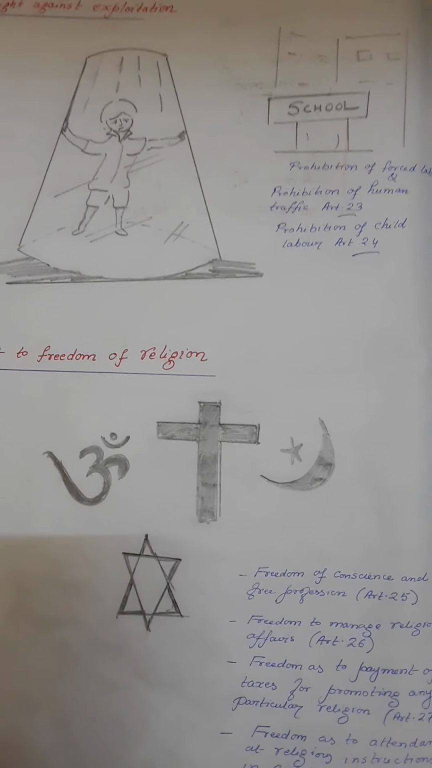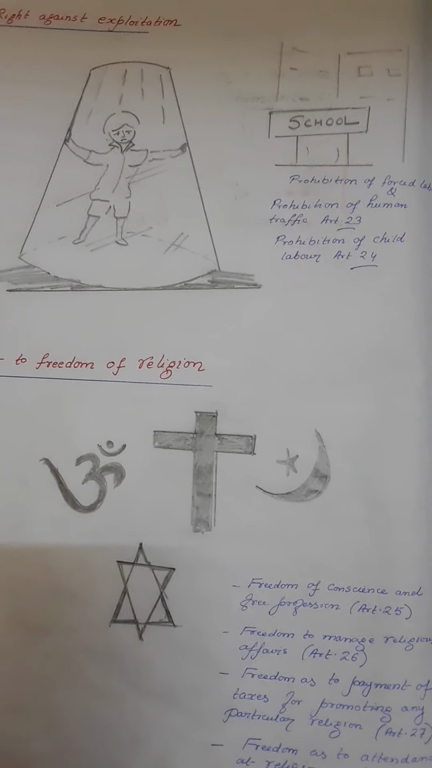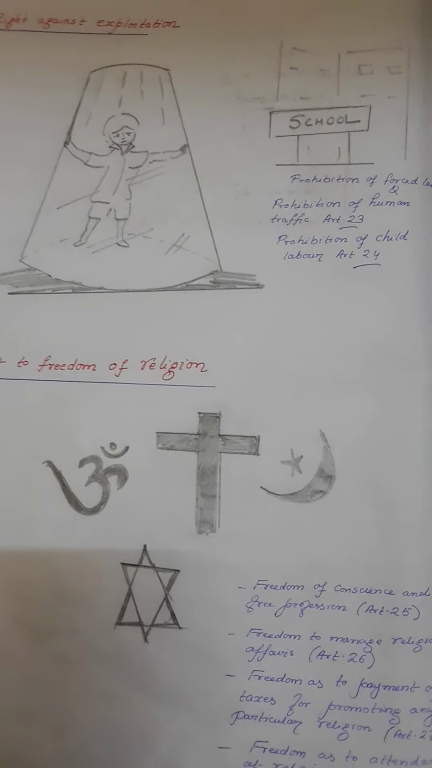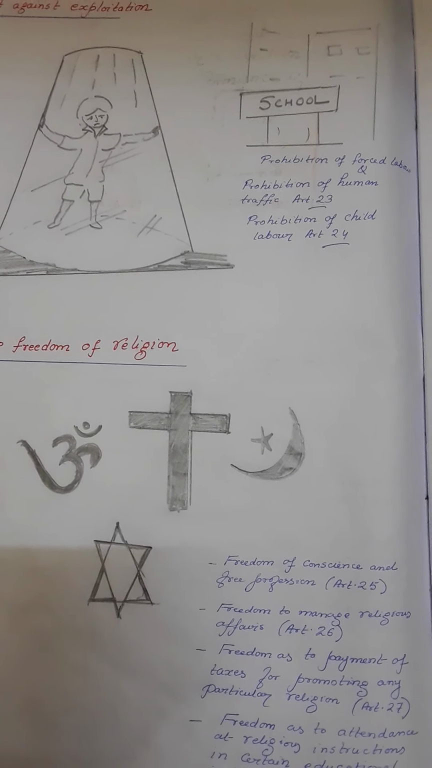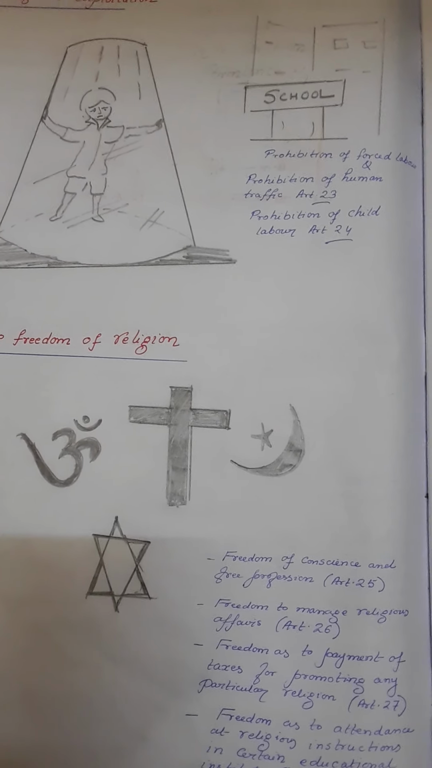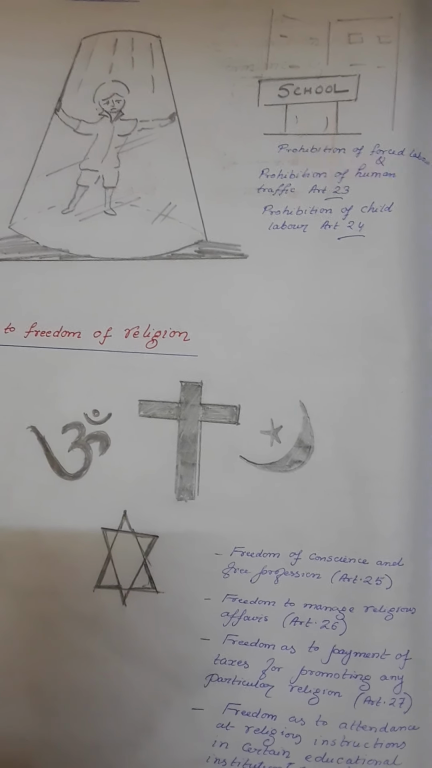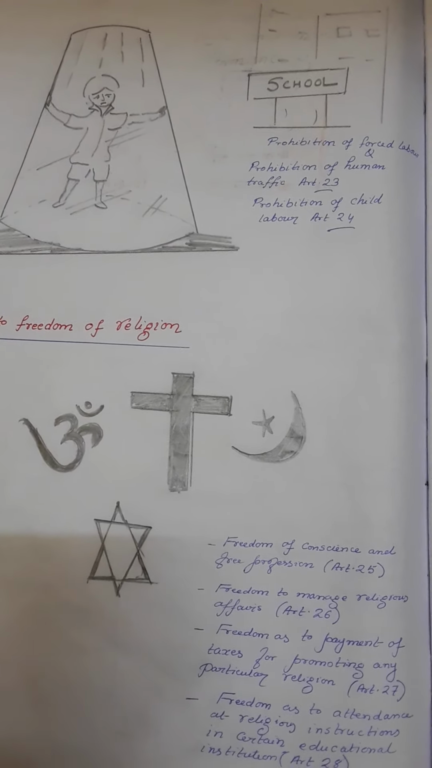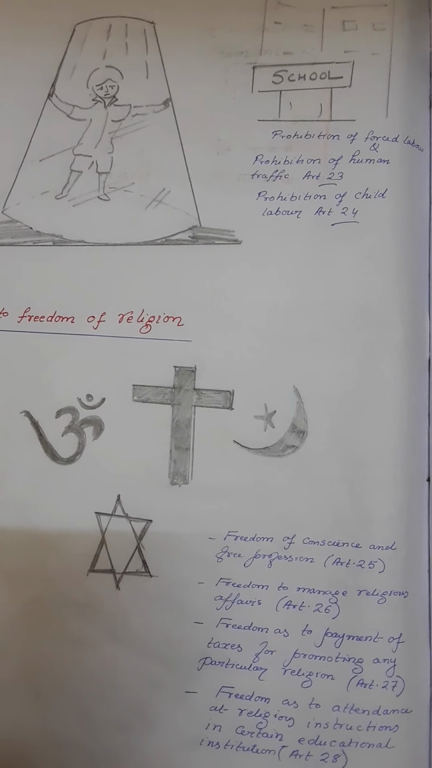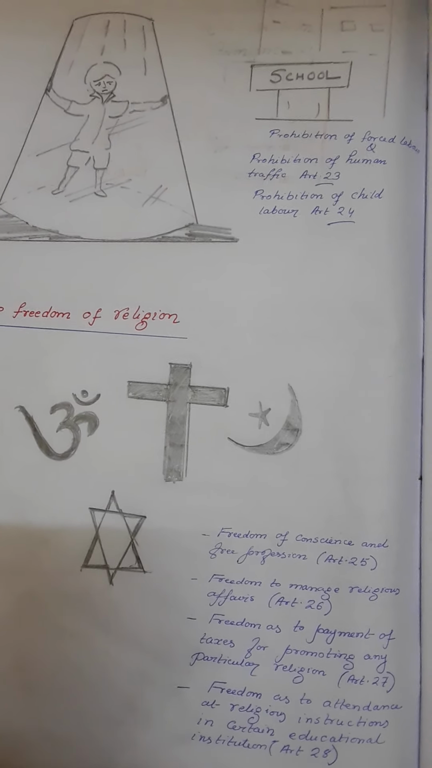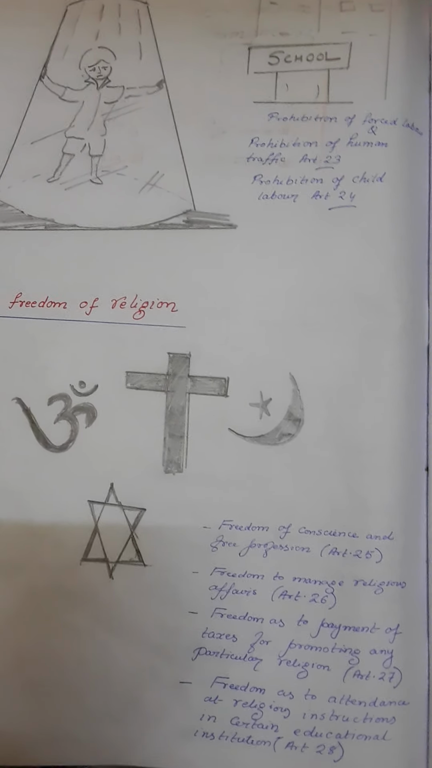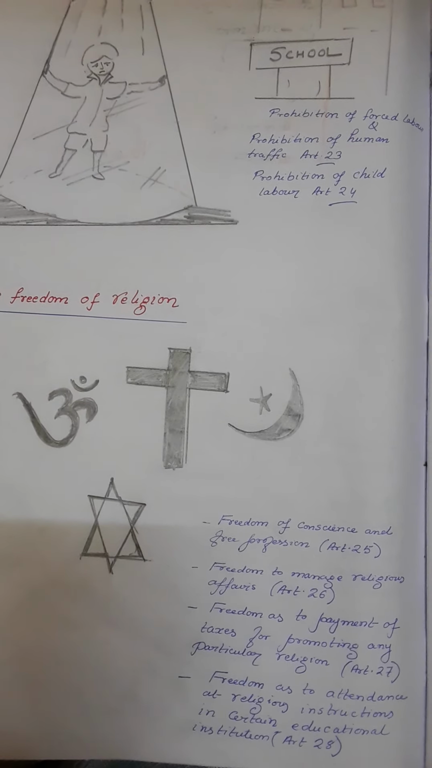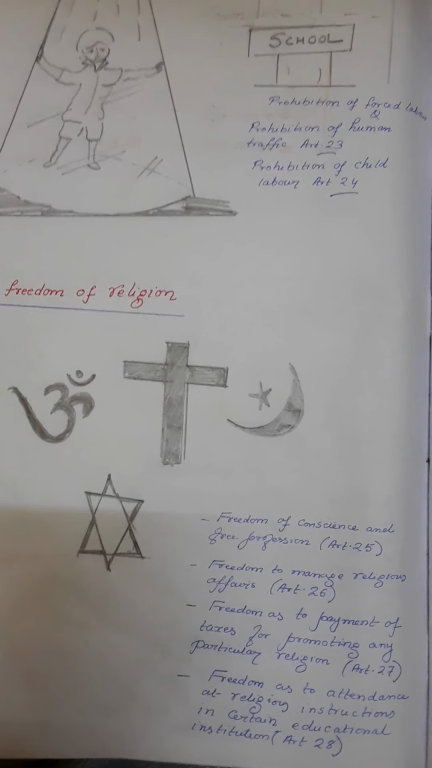Next one is right against exploitation. Right against exploitation generally prohibits three things. First one is forced labor. That means you cannot force anyone, or bonded labor, it is totally illegal. Next one is prohibition of human trafficking. That means buying and selling of humans should be stopped. Next one is prohibition of child labor. That means till the age of 14 no one will be involved in hazardous work.